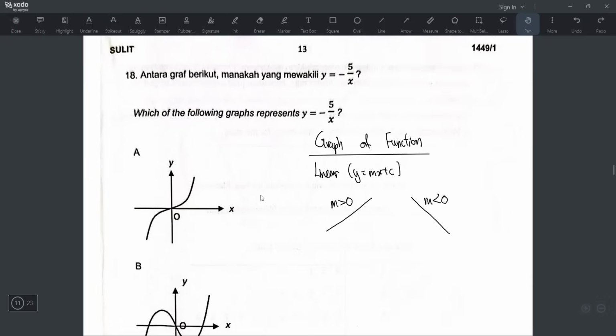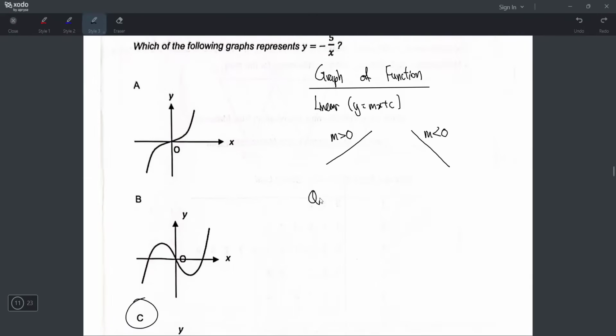Now, what about the next type of graph? It's called quadratic. And the equation looks like this: y equals ax squared plus bx plus c. That means for the linear equation, the highest power for x is 1, but for quadratic, the highest power of x will be 2. And the graph will not be a straight line. It will be like this, like a happy face. But it can also be a sad face, depending on your a. If your a is positive, then it's a happy face. If your a is negative, then it's a sad face.